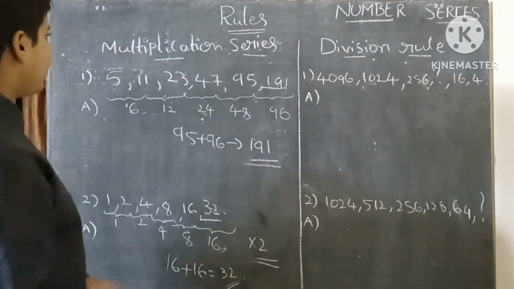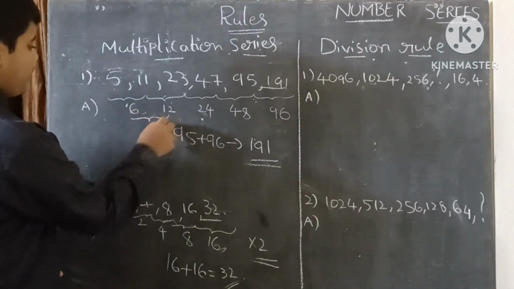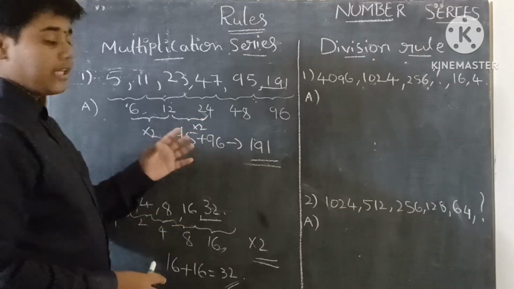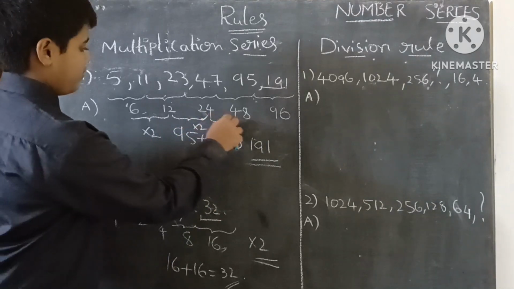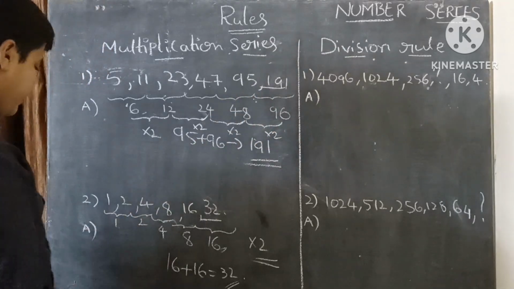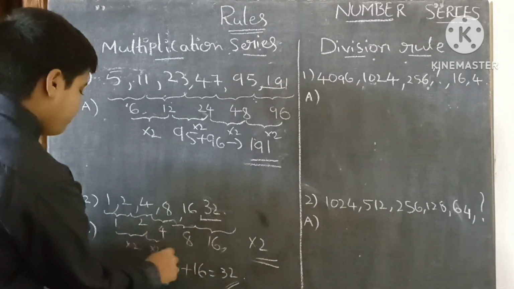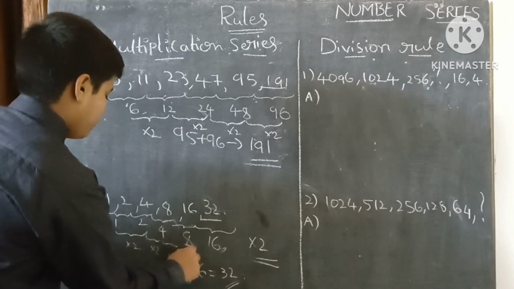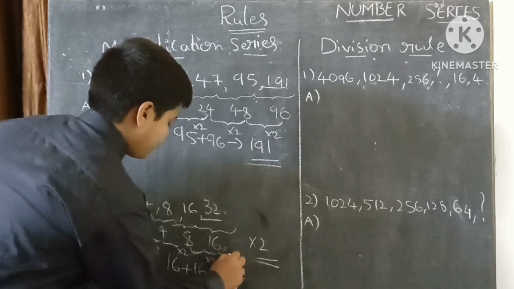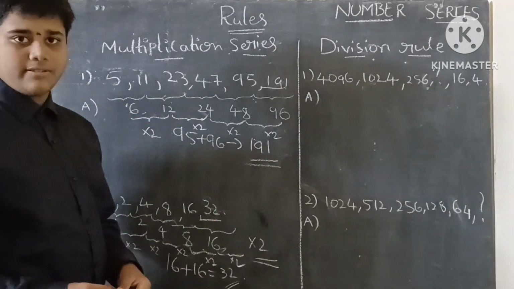Here, these two series are multiplication series because we have to double the differences. See here, into 2, into 2, into 2, into 2, and here also into 2 again. So this is the multiplication series.